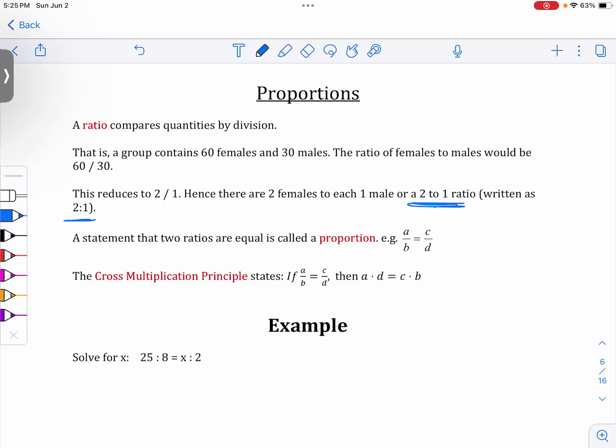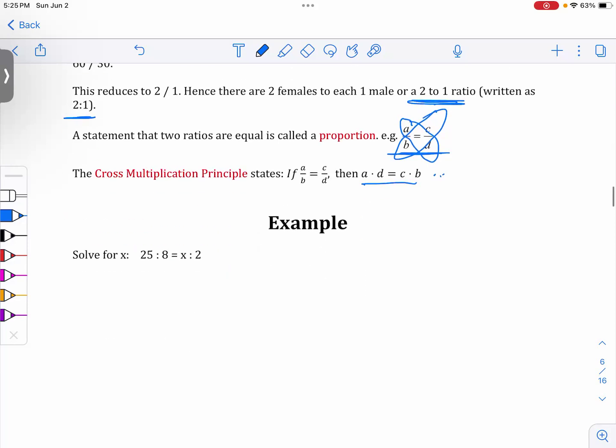So 2 females to each 1 male. When we set up proportions, we typically set them up as fraction equals a fraction. And what's really nice there is we can do the cross multiplication, right? You multiply A times D and B times C, and you set up another equality. And so you basically skip the algebra there by just cross multiplying, and you do that very, very quickly.